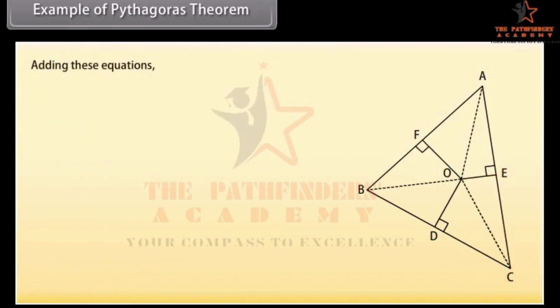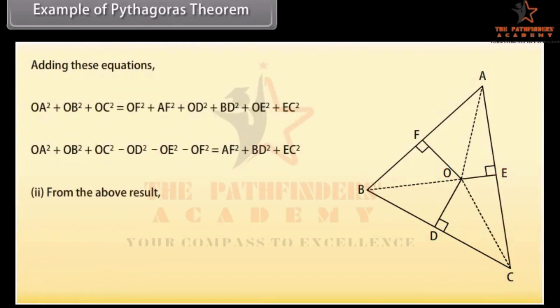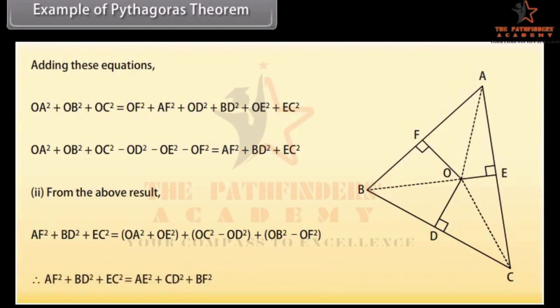Now, by adding these equations, we get the first result. 2. From the above result, AF square plus BD square plus EC square equals OA square minus OE square plus OC square minus OD square plus OB square minus OF square. Therefore, AF square plus BD square plus CE square is equal to AE square plus CD square plus BF square.